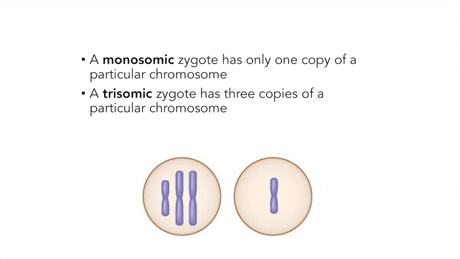So to follow up on that, if a zygote or a fertilized egg has one copy of a chromosome and is missing the other copy, we call that a monosomy for one body. A trisomy or a trisomic zygote has 3 copies of a particular chromosome. So here on the left, this is a trisomy, and on the right, this is a monosomy.